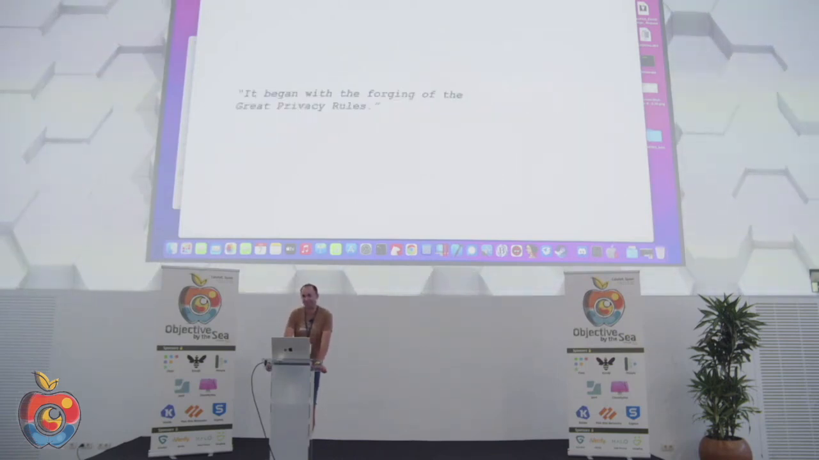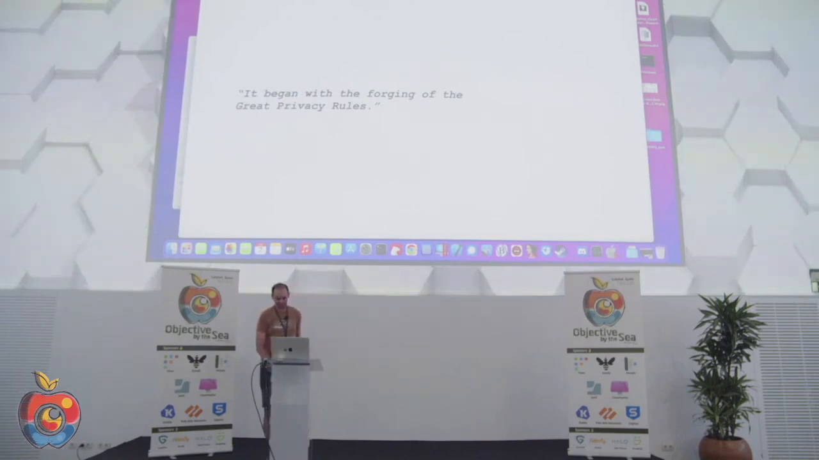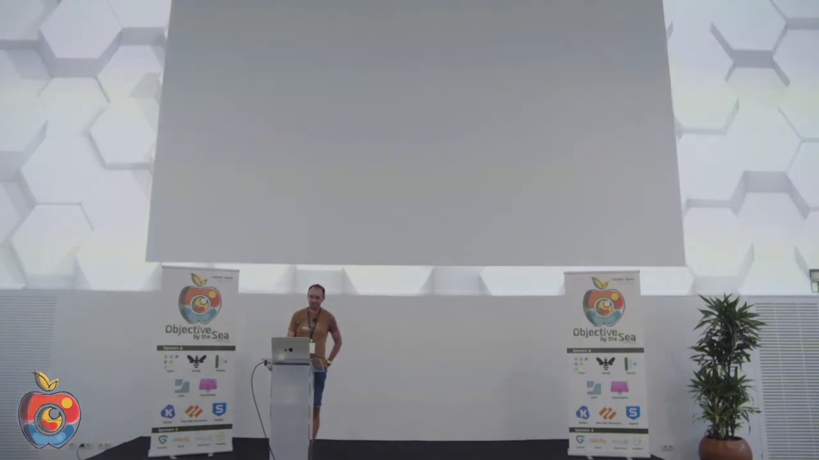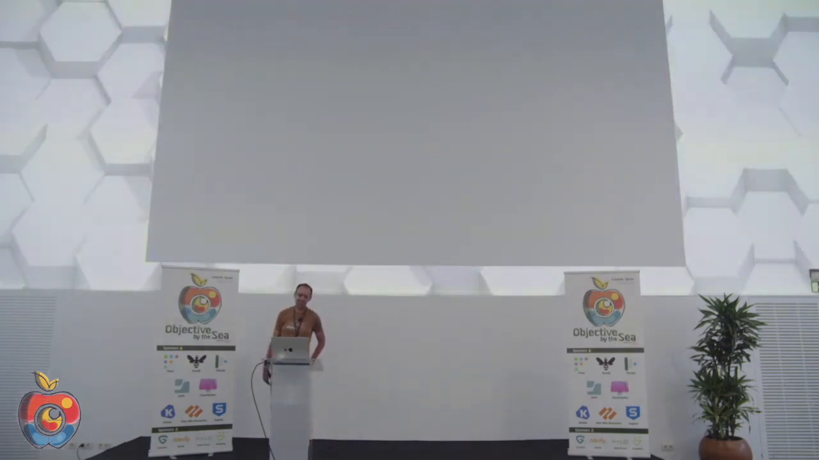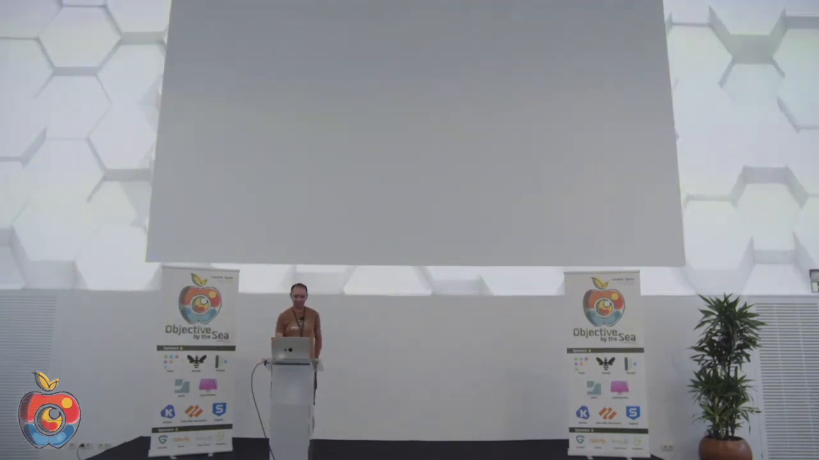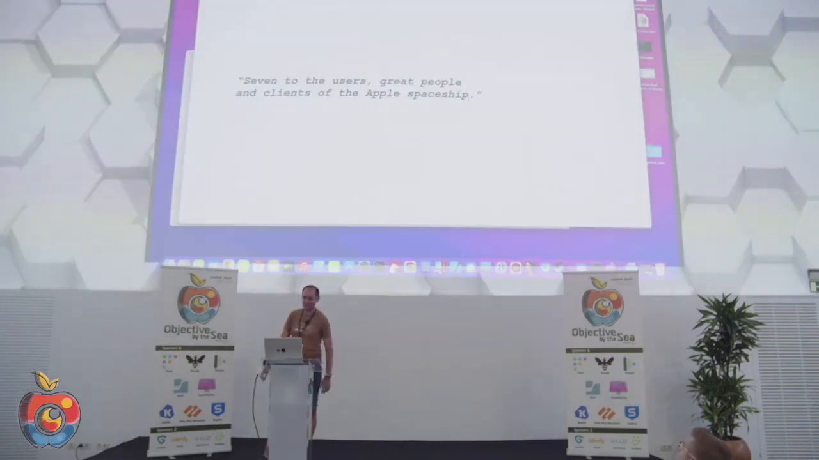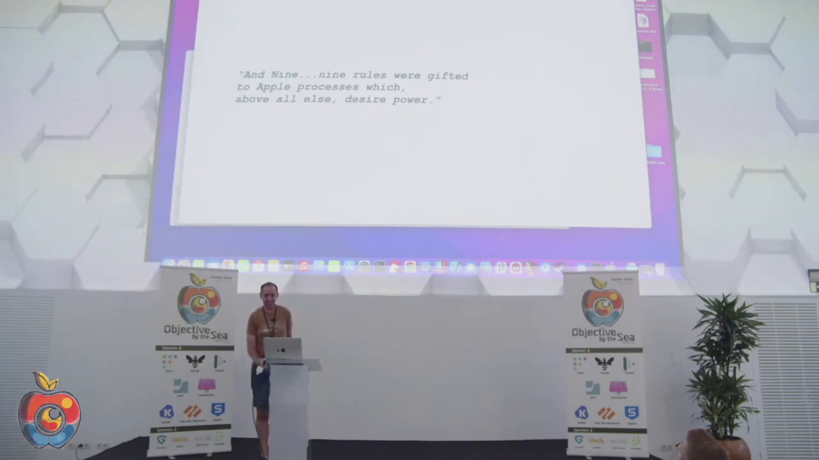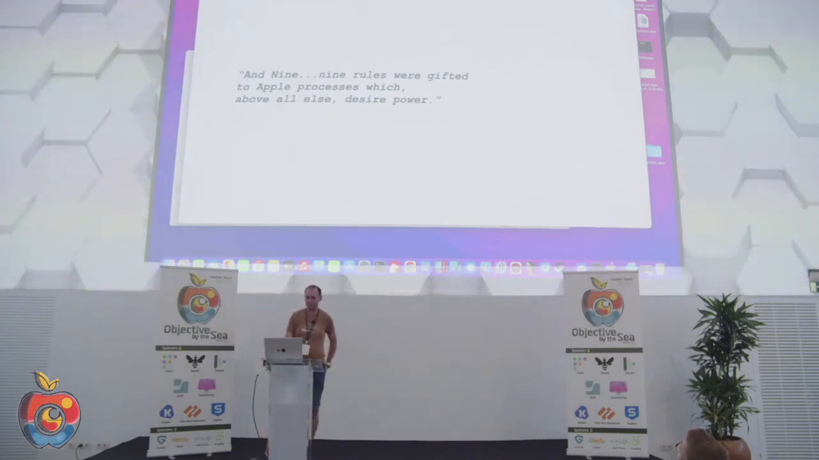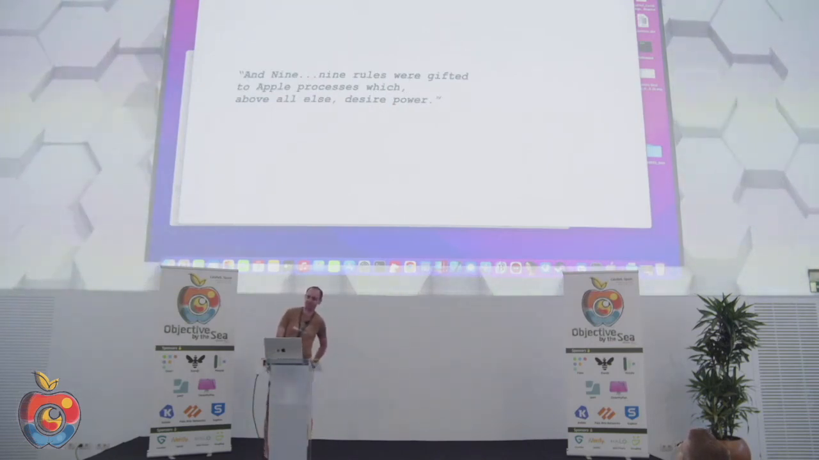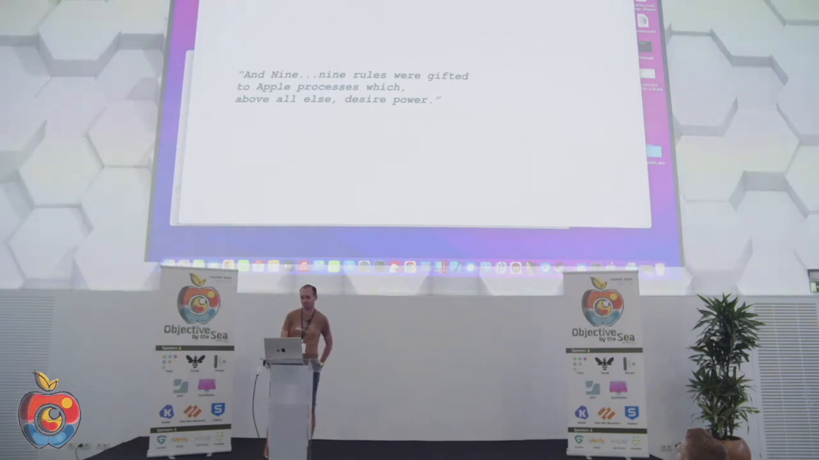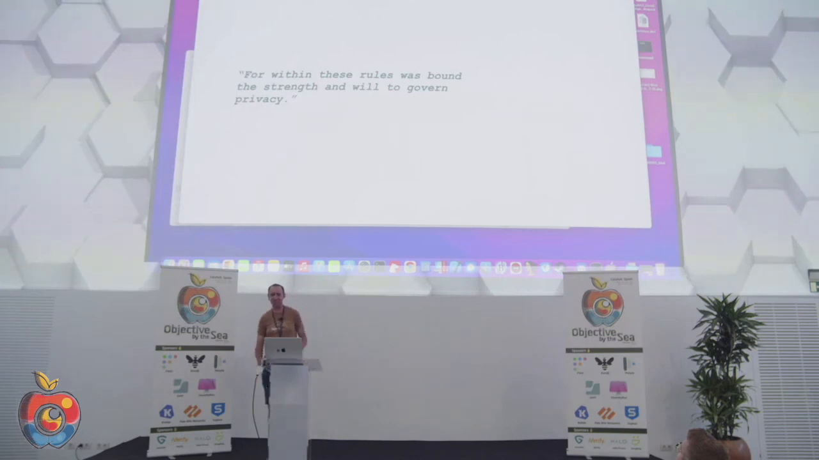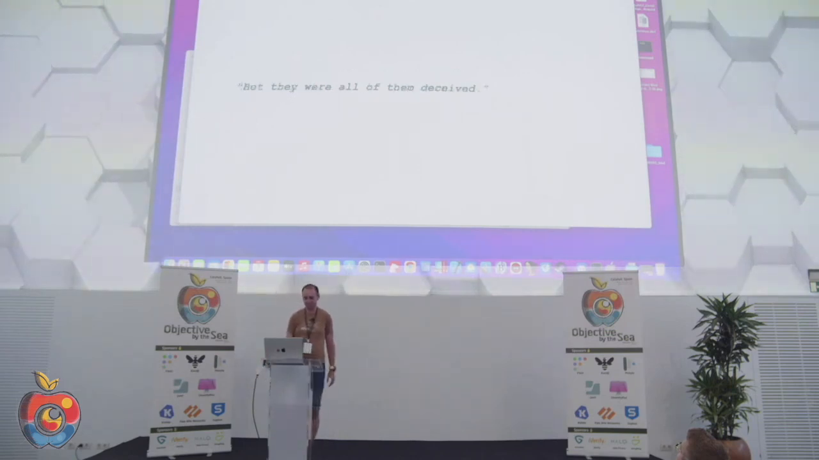It began with the forging of the great privacy rules. 3 were given to the root user, immortal, wisest, fairest of all beings, great people and clients of the Apple spaceship. And 9 rules were gifted to Apple processes which above all else desire power. For within these rules was bound the strength and will to govern privacy.